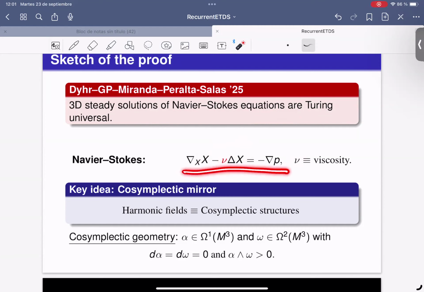And the problem is that you wouldn't expect the Navier-Stokes equation to be Turing universal, to have this property of embedding Turing machines, because they have dissipation of energy. This term tends to dissipate energy, so it's like you have a computer that is losing energy, so you wouldn't expect to have Turing universality, but you do. You actually have Turing universality. And let me give you very briefly the idea.